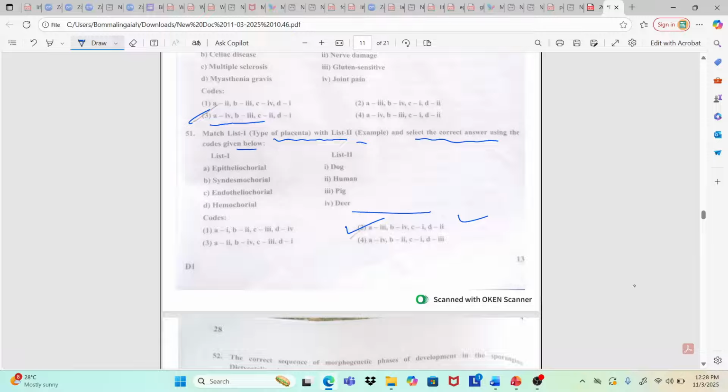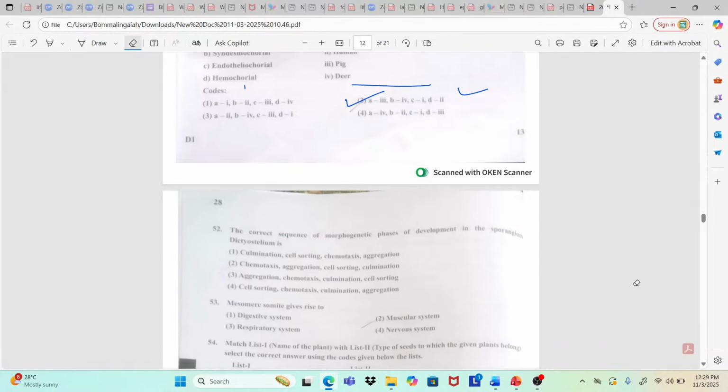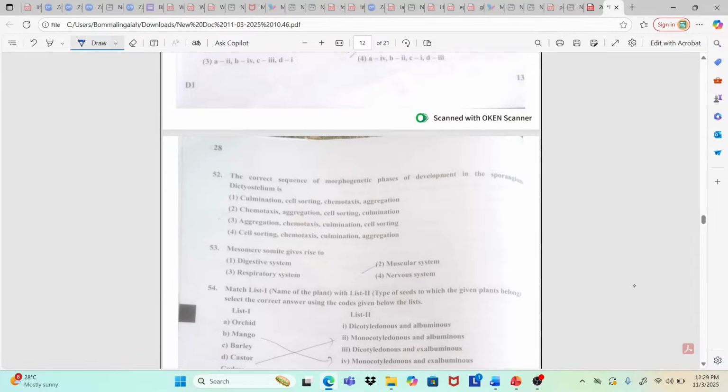Next we move to another question, that is question 52. The correct answer for this question: you have to read it, the correct sequence of morphogenetic phases of development in the sporangium of Dictyostelium. Here the correct option for this question is the second one: chemotaxis, aggregation, cell sorting, culmination. This one is the correct option.